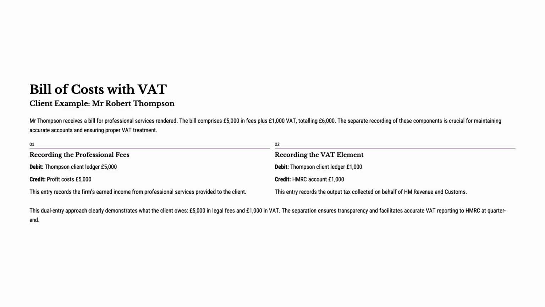So, bill of costs with VAT. Let's look at Mr. Thompson's bill. Fee £5,000, VAT £1,000 at 20%, total £6,000. The accountant must show the fee and the VAT separately. First, we debit the client's ledger for 5,000 and credit profit costs. This creates the debtor. Then we debit the client another 1,000 and credit HMRC. This keeps the VAT ring-fenced.